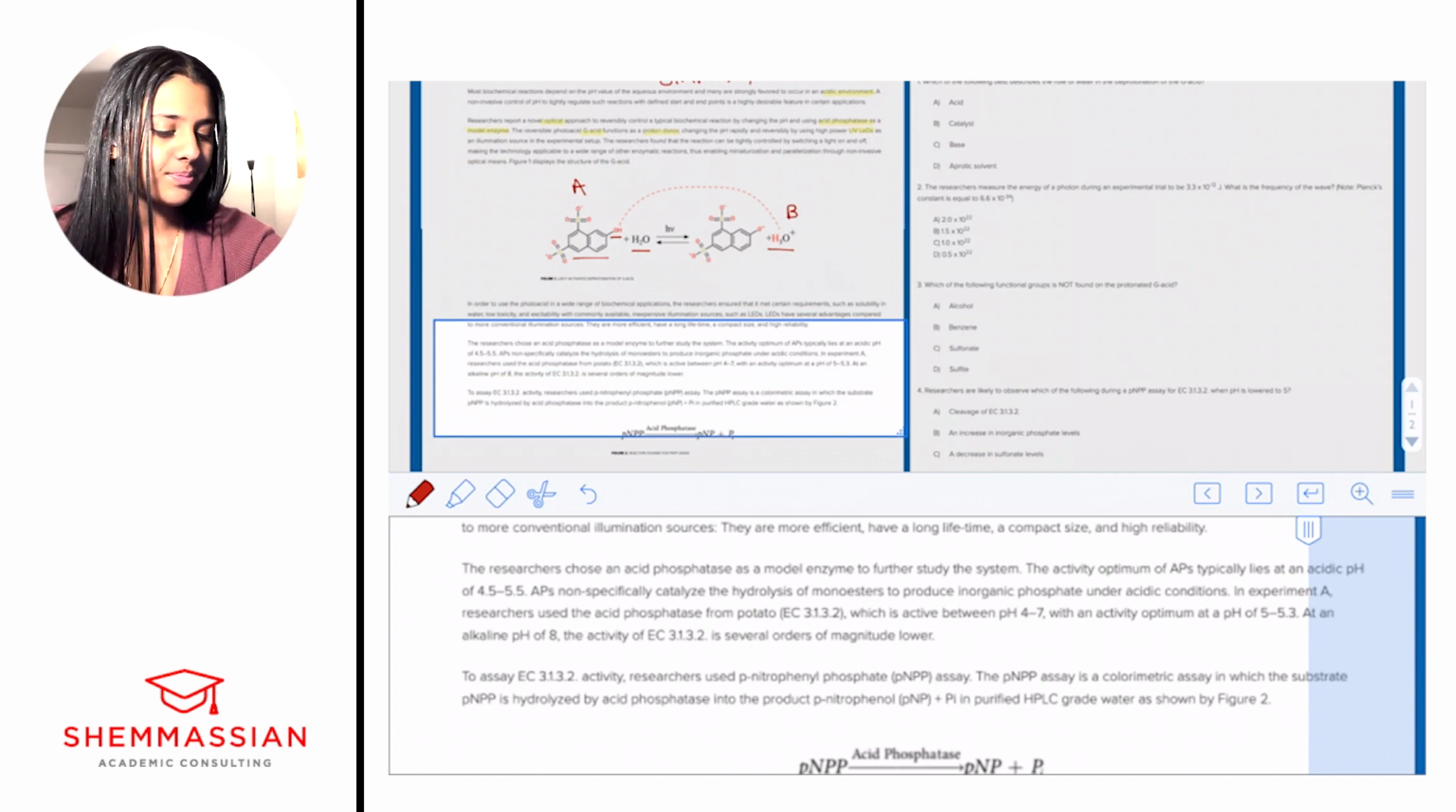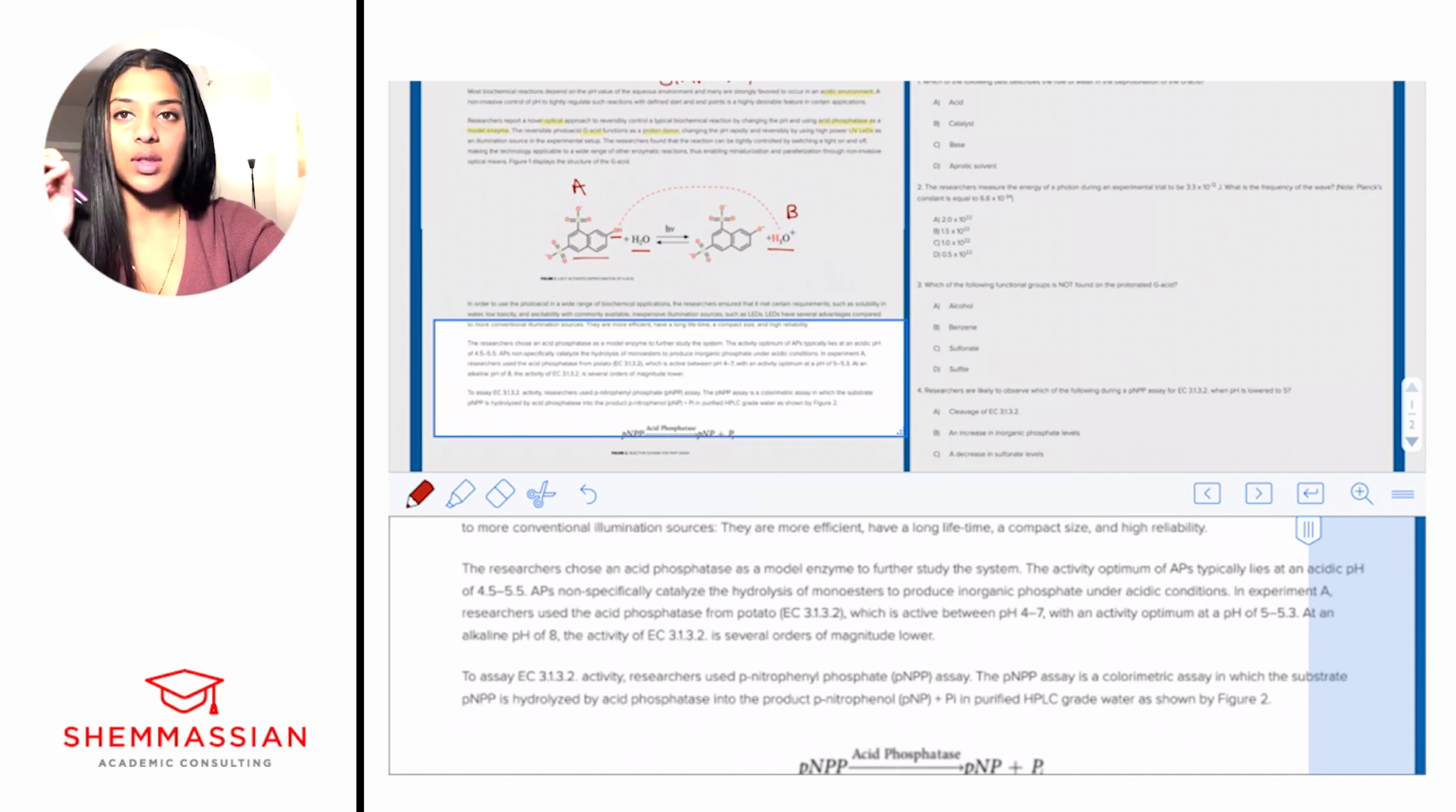Okay, the researchers chose an acid phosphatase. Okay, here's that acid phosphatase word again. I'm going to highlight that as a model enzyme to further study the system. Okay, so it looks like we're going to be using acid phosphatases in this study. It's going to be the focus, so I'm going to zone into that.